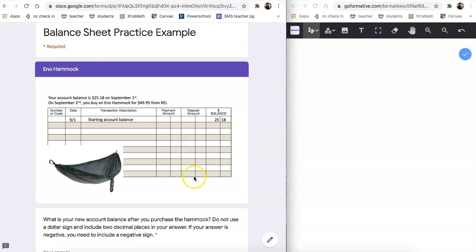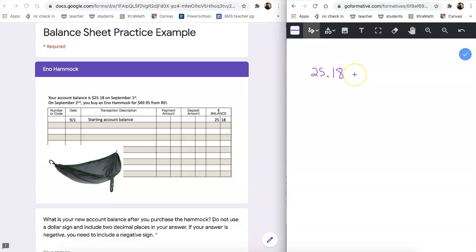So now that we've learned that and we've read this information, I'm going to go ahead and start writing down the work for this problem. So you started out with $25.18 and then you decided to buy an Eno hammock. So you're going to be subtracting $49.95 from your account, which doesn't really make sense because you only have $25.18 in your account. So this is not a good thing. You must not have realized how little money you had in your account. You're not paying attention to the amount of money in your account.